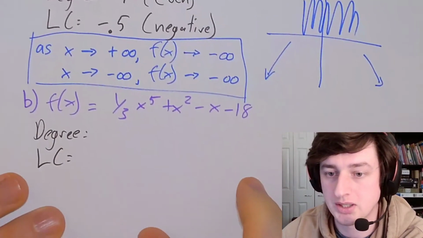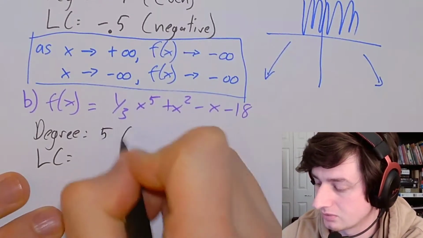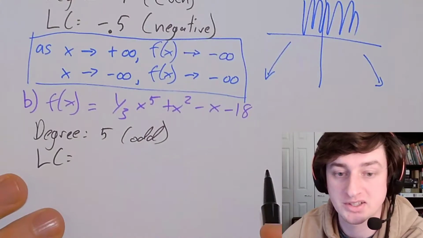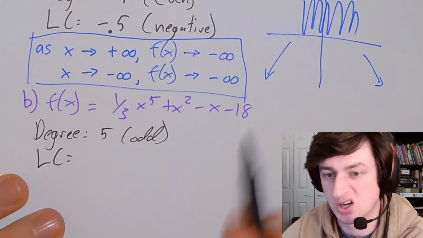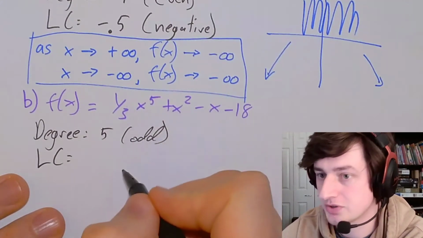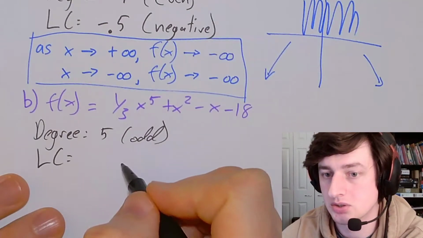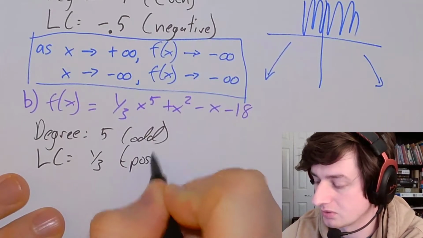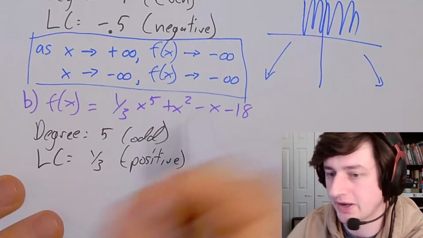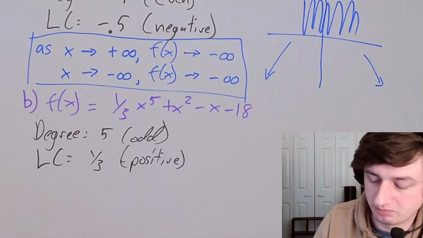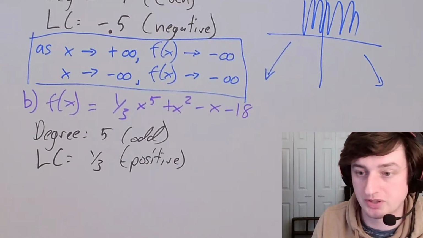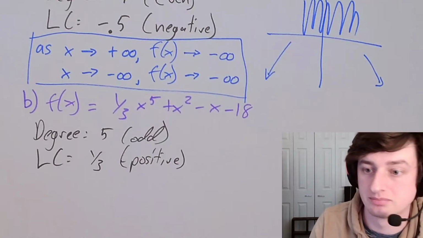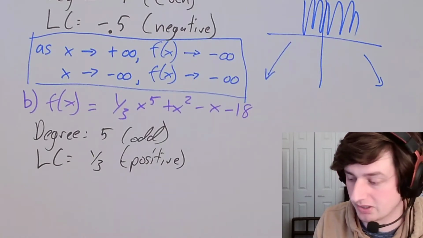So the degree is 5, which is an odd number. The biggest exponent is 5 here, which is odd. And then the leading coefficient is 1/3, which is a positive number. It doesn't matter that it's a fraction. When I put 1,000,000 in for x, or as I approach infinity, dividing infinity by 1/3, it's still infinity. Still really big.